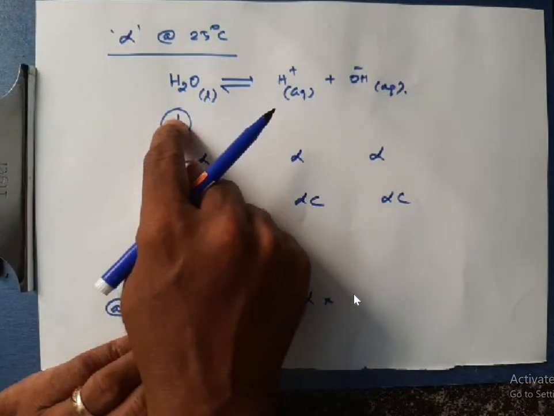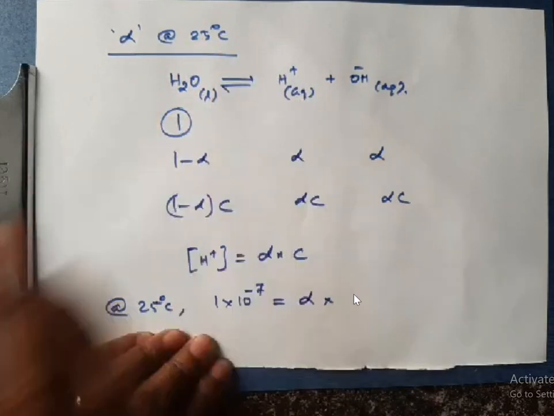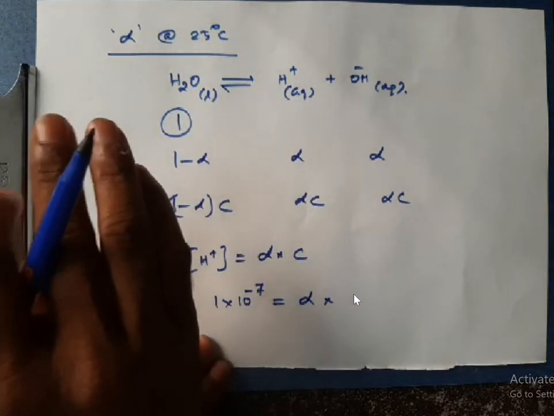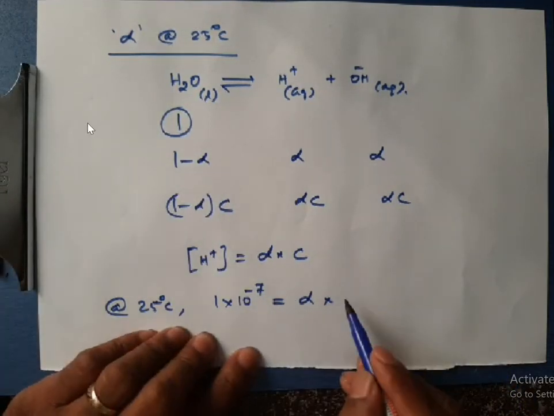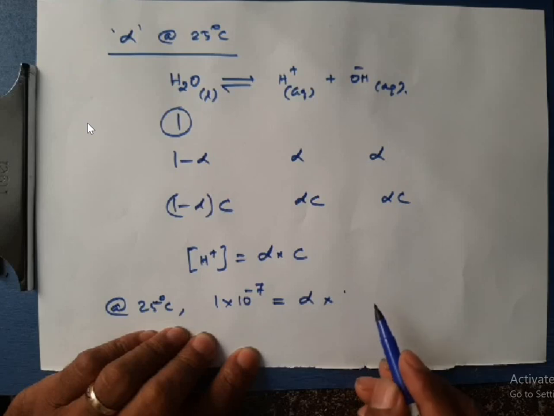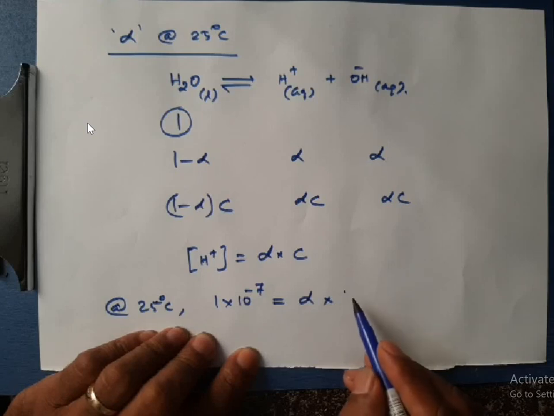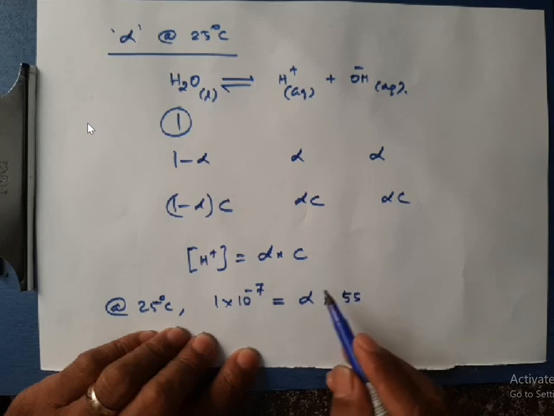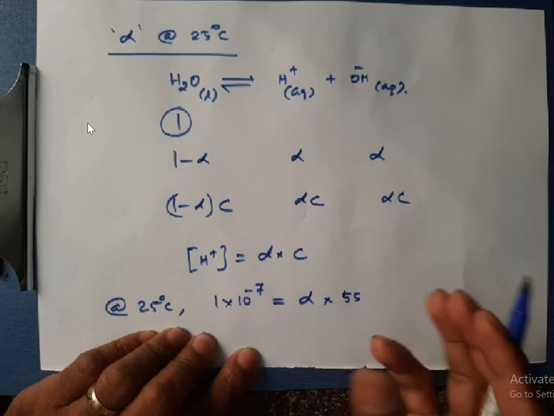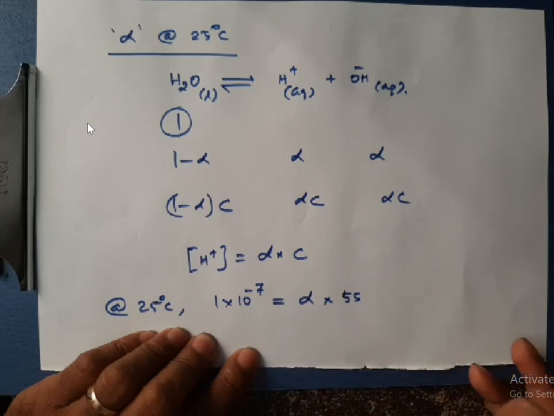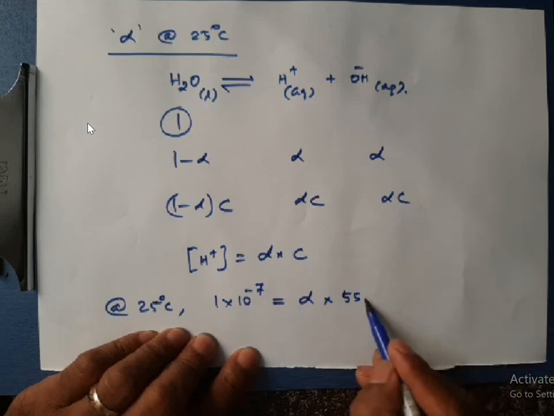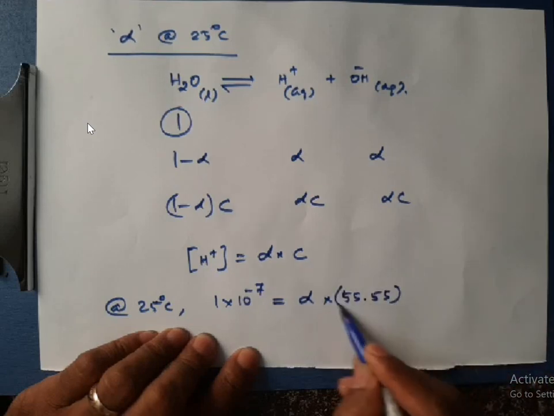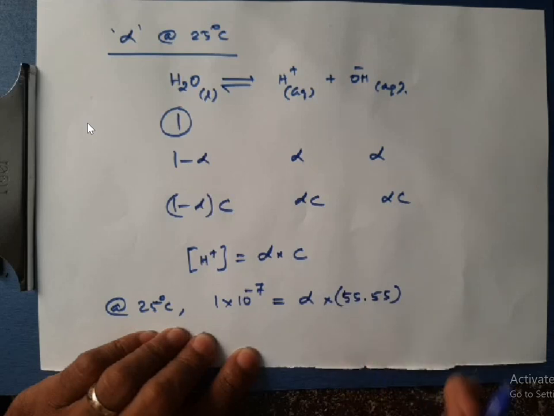Suppose if we take 1 mole of water present in 1 liter, then this concentration becomes 55. I'm sorry, concentration of water. We know very well 1 liter of water weighs 1000 gram, assuming density as 1. So 1000 by 18 will give you 55.55. So 55.55 is the concentration of water.